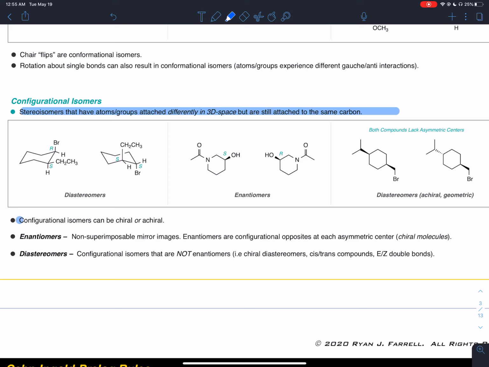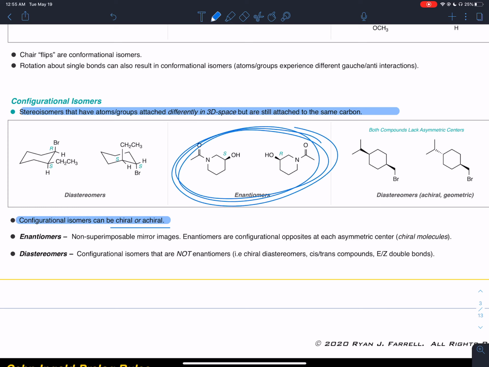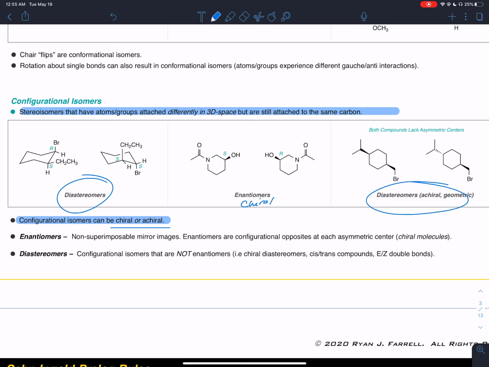So note that configurational isomers can be chiral or achiral. I know I haven't done a video on that yet, but I want to stress that ahead of time. Kind of plant that seed. They can be chiral or achiral, okay? Now, certain types of stereoisomers like enantiomers have to be chiral. But when it comes to diastereomers, diastereomers could be chiral or achiral. We're planting that seed ahead of time.